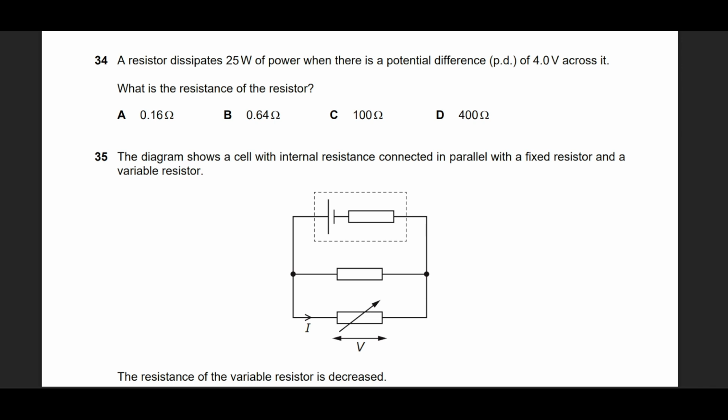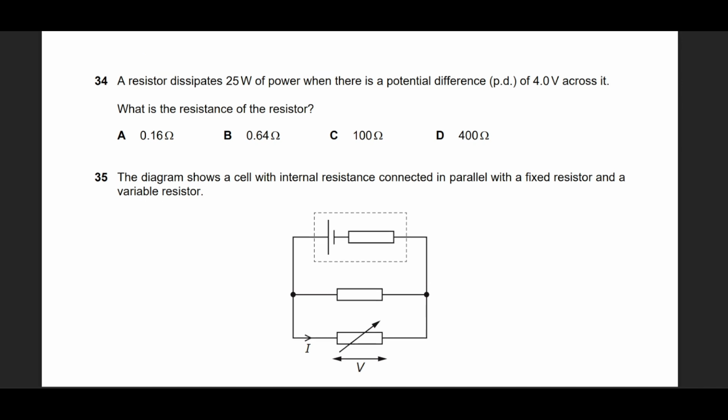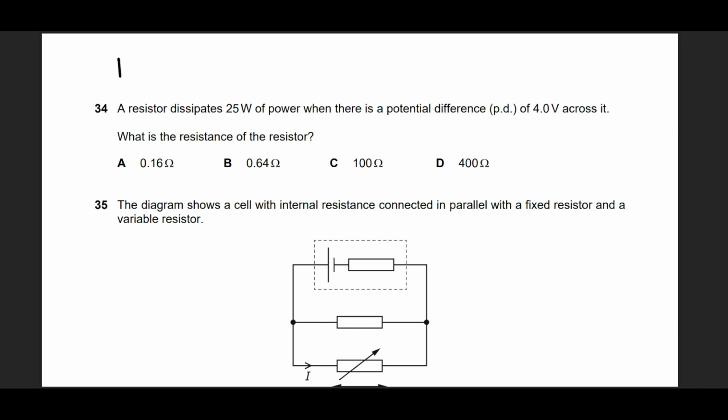34, very straightforward question. He says power is given, voltage is given, what's the resistance? Please be advised, you forget that P is equal to IV, I square R, and V square over R. So we have 25 watts of power. We have the voltage as 4 square divided by resistance. We have this formula, right?